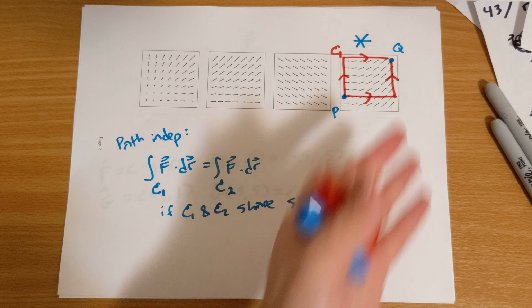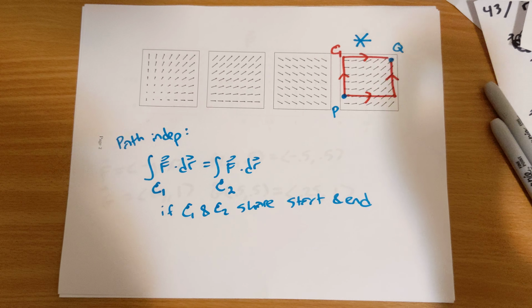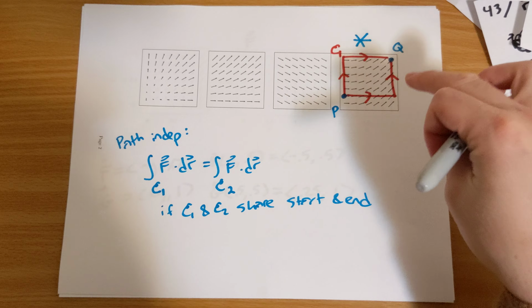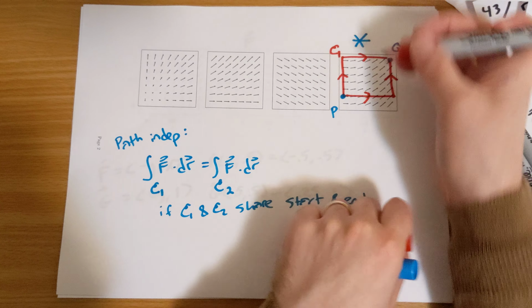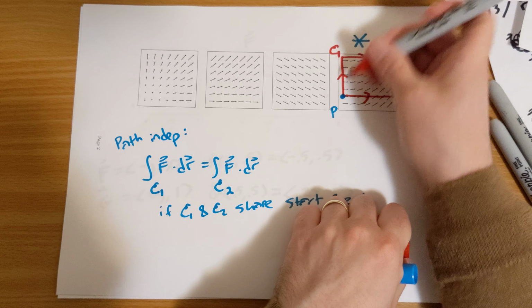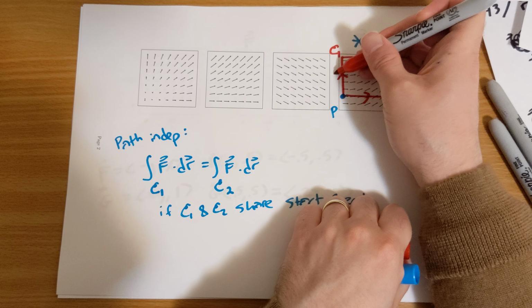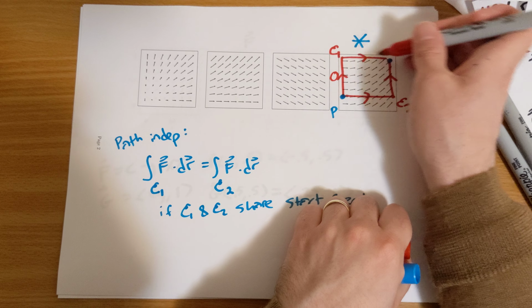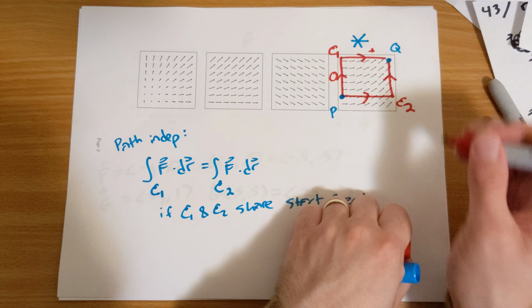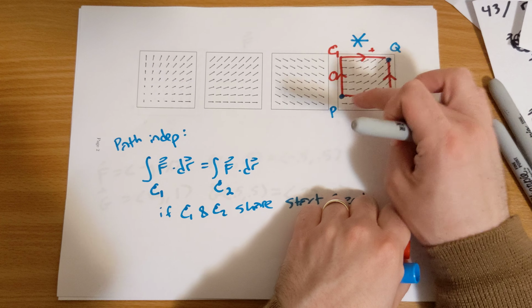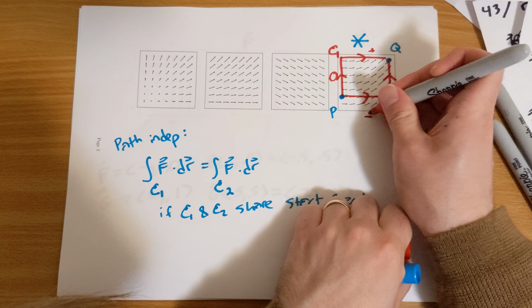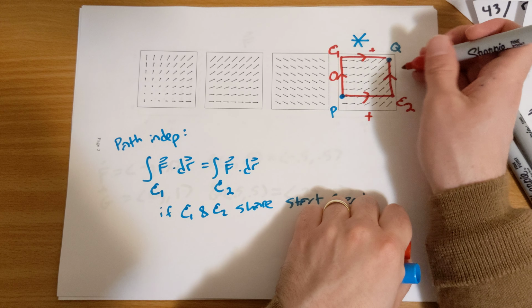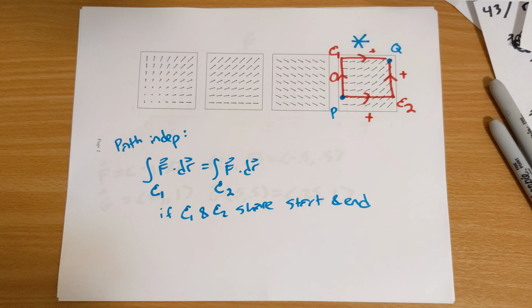If this were a conservative vector field, these two line integrals would have to give you the same thing. But along C1, on this stretch it's 0. On this stretch it will be something positive, so the overall answer will be positive. On this stretch it will be something positive. On this stretch, it will also be something positive.